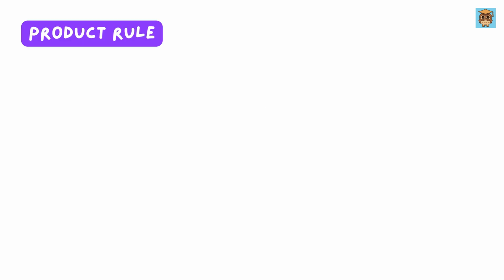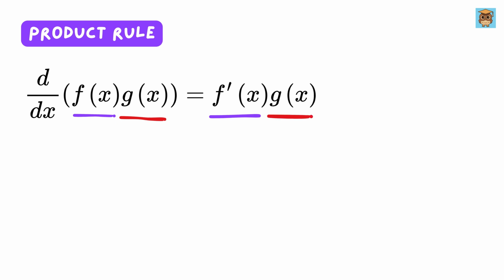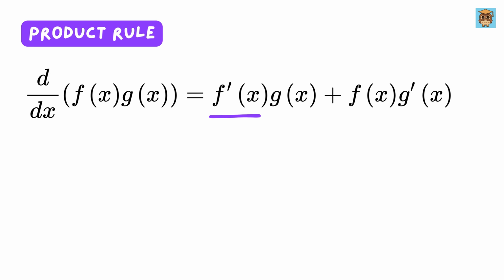Now let us level up our gear. We will now be solving problems related to the product rule. In simple words, for two functions, f and g, when we want to find the derivative of their product, we use the product rule. It says that the derivative of f times g is the derivative of f times g plus f times the derivative of g. In other words, it's f prime of x times g of x plus f of x times g prime of x.